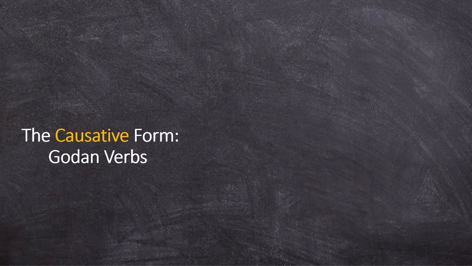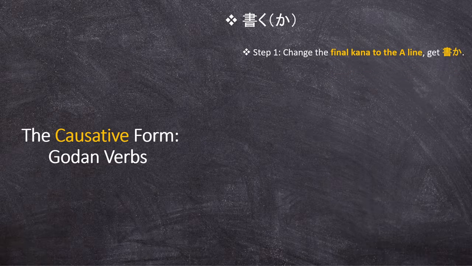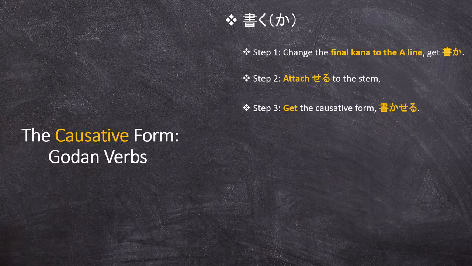However, if we are talking about Godan verbs, the formation process is a little bit different. Let's take the verb kaku as an example, meaning to write. First, we must change the final kana to the A line, and this is how we will get kaka, which is the stem that is required to attach seru, and only then will we get the causative form of the verb kaku, and that is kakaseru. As you can see here, once again, the first step is the crucial step in this chain, and that is to change the final kana to the A line.